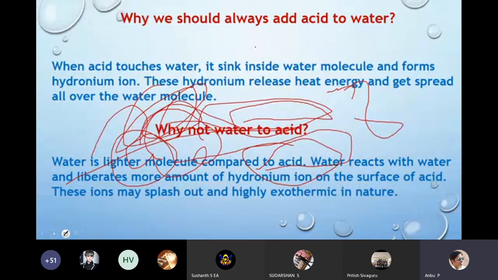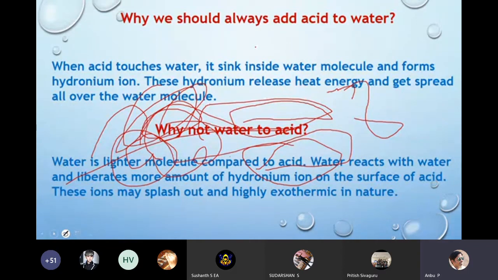When I add water to acid, I told you the water is a very light molecule. So a small drop of water creates a large amount of hydronium ion from the acid. All these hydronium ions will be on the surface of the acid. So when it is on the surface, it will immediately splash out of the container.